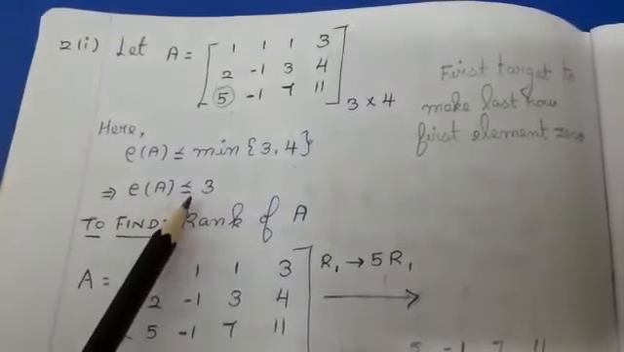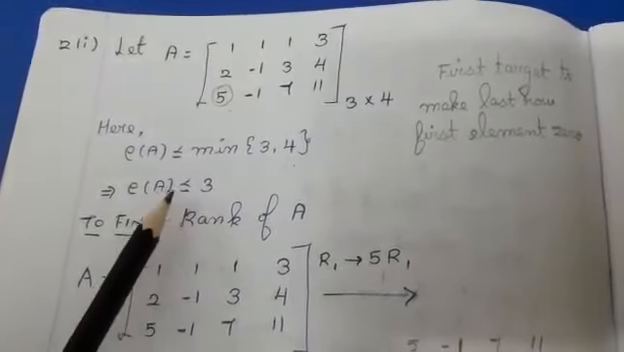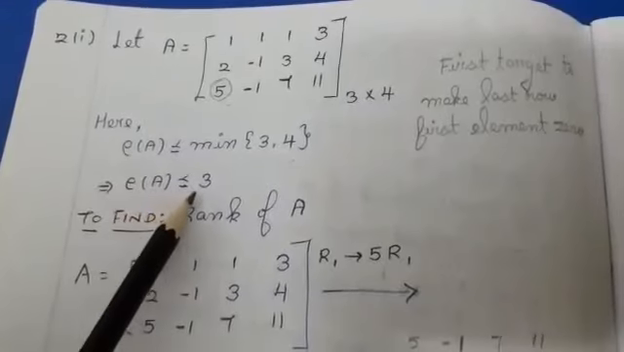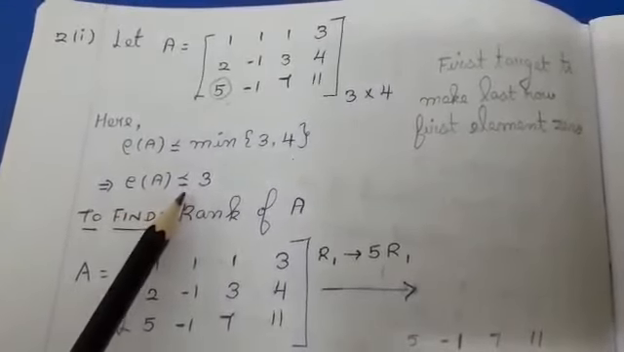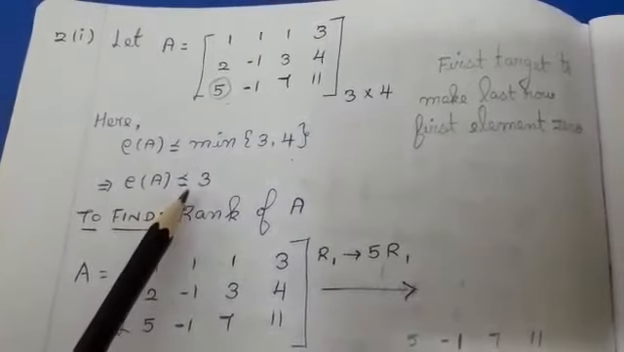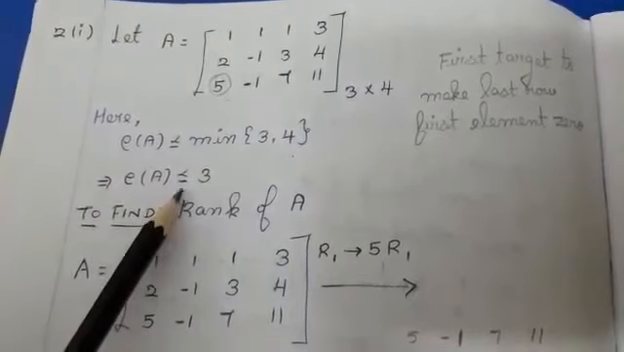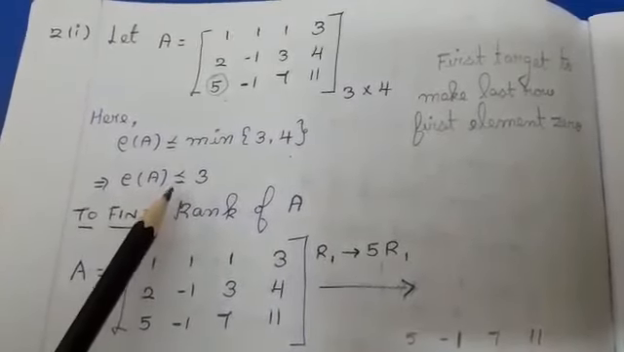Before doing the calculation itself, I am analyzing the rank of the matrix. So what is my analysis here? The rank of A is less than or equal to 3. So I may get the answer as 3, 2 or 1. This is my judging of the rank of the given matrix. So definitely my answer will be 3, 2 or 1.